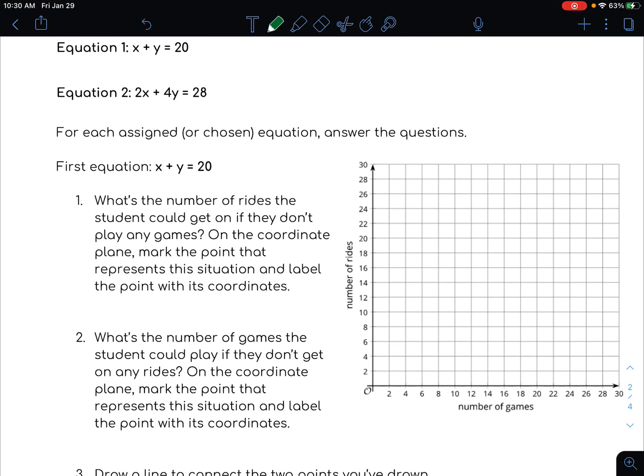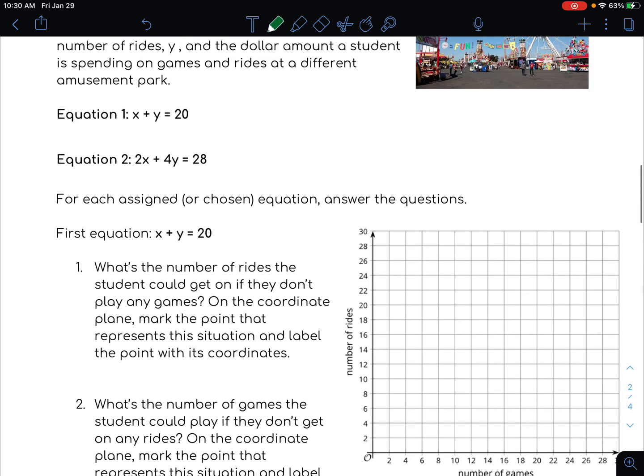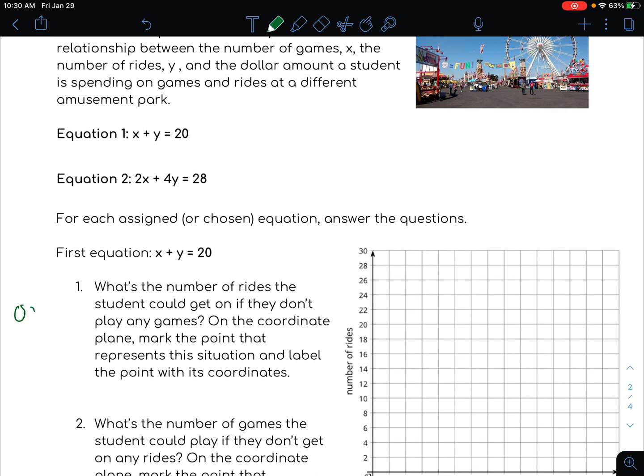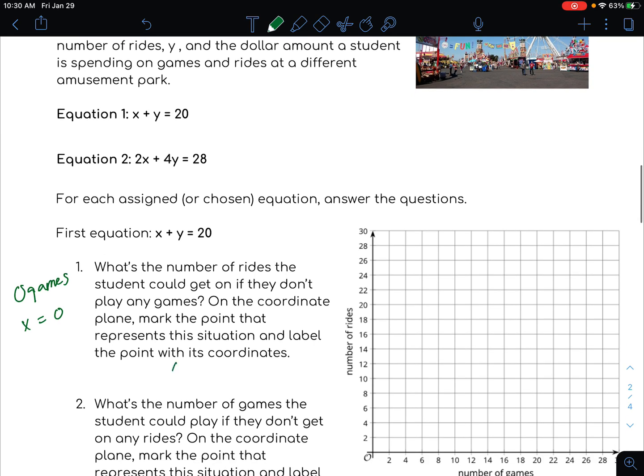First question asks, what's the number of rides the student could get on if they don't play any games? On the coordinate plane, mark that point that represents the situation and label the point with its coordinates. If they don't play any games, that means the X value is 0. So if it's 0 games, that means X equals 0. If we're thinking about our point, it's going to have an X value of 0. Then the question is, what would the Y value be?